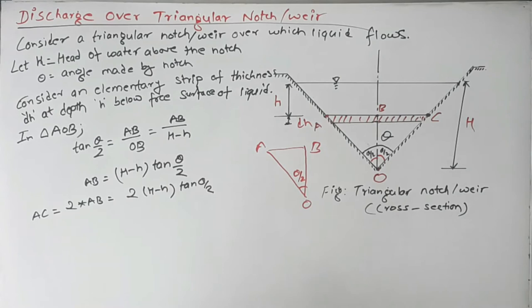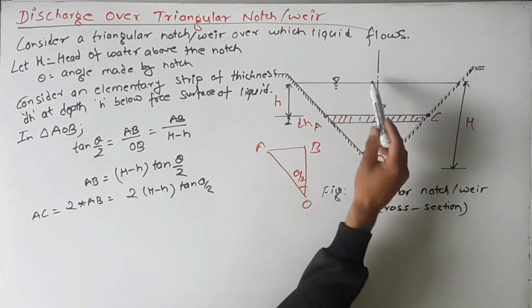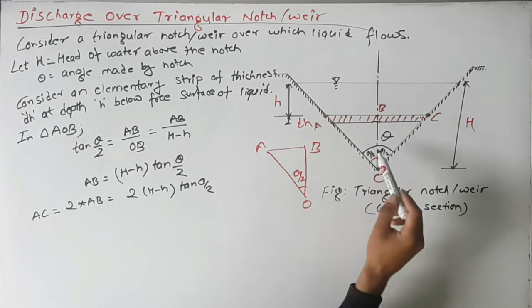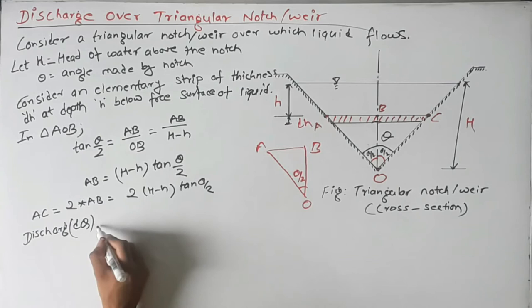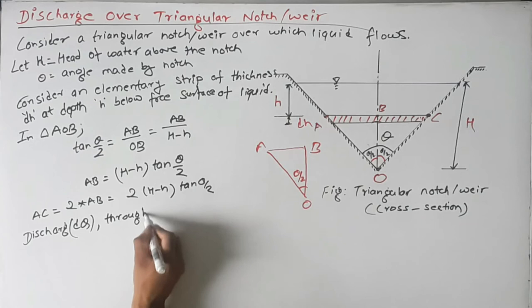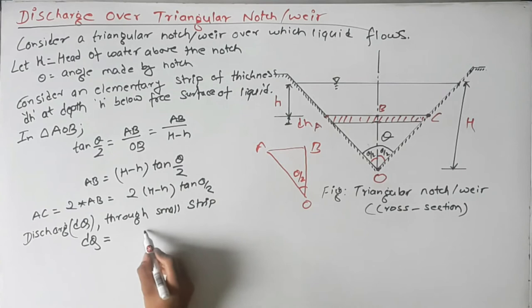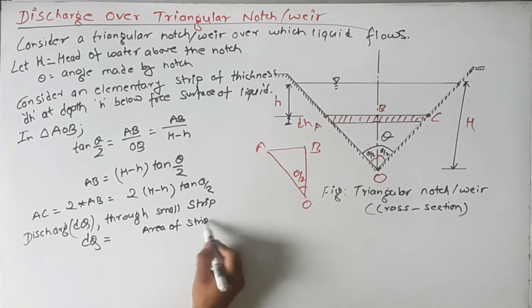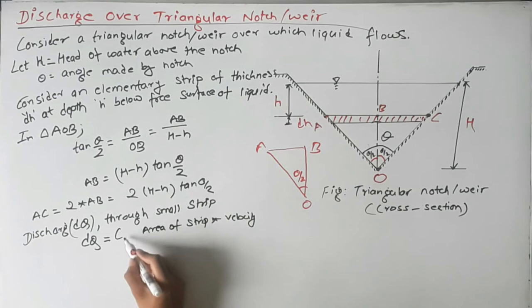Now we can calculate the discharge through this small strip. After calculating the discharge through the small strip, we will integrate from the free surface to the bottom to calculate the discharge over the whole triangular notch or weir. This is the theoretical discharge. If we multiply with Cd, we get the practical or actual discharge.